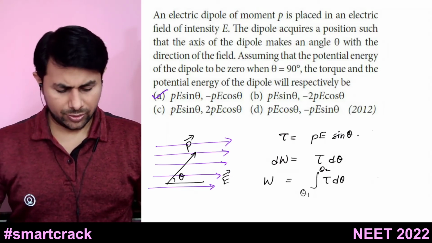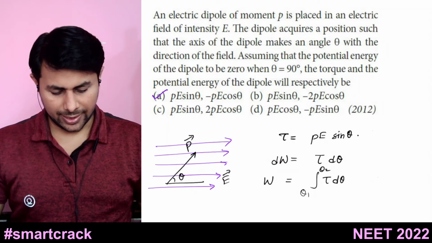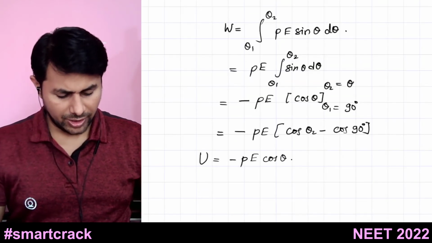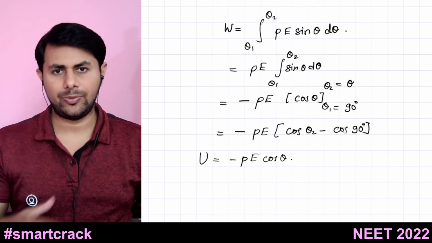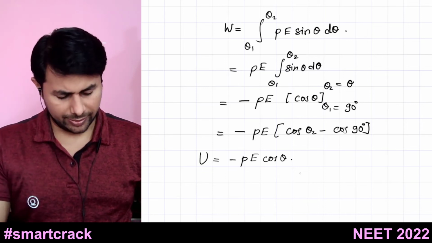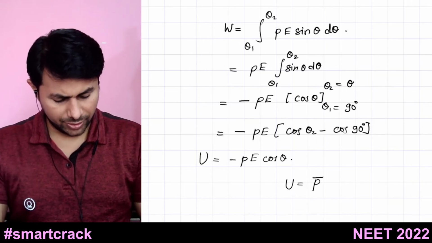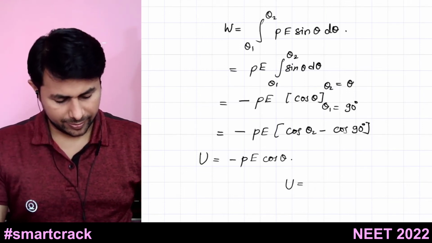Okay, so very simple. And I will just tell one more formula. Potential energy of a dipole at position theta is given by this formula: U is equal to minus P bar dot E bar.